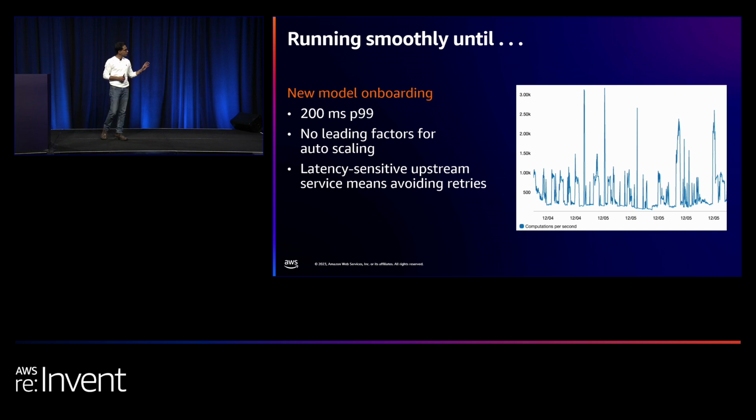And the upstream services, which were consuming these ML models, were very latency sensitive, which means that Cox Auto didn't have much room to implement retries if a request was not being served. So these were the problems that they ran into with this new use case.